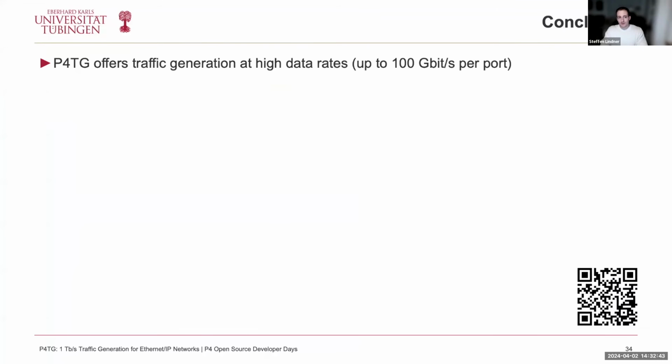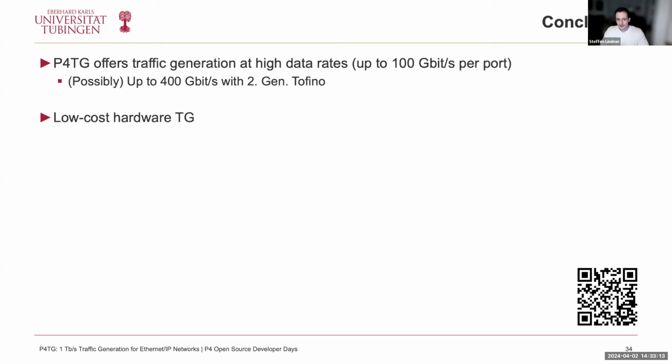This brings me to the conclusion of my talk. P4TG offers traffic generation at very high data rates with up to 100 gigabit per second per port. And there is even the possibility to go up to 400 gigabit per second with the Intel Tofino 2. We in Tübingen don't have an Intel Tofino 2 yet. We only have an Intel Tofino 1. That's why P4TG is not yet tested and ported to the Intel Tofino 2. We plan to do that. The Tofino 2 is already ordered, so we will update later.